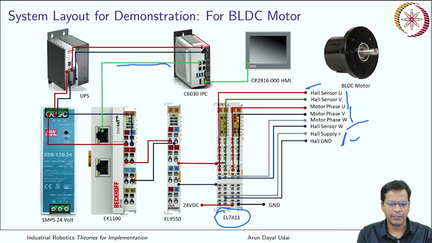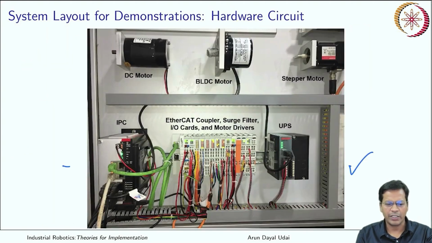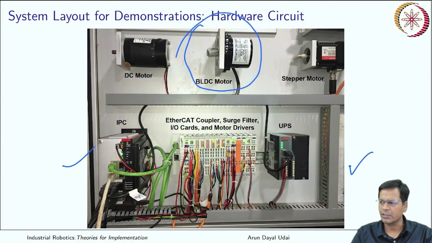This is your TwinCAT communication which is happening from your PC. This is your HMI, this is your UPS, this is the power supply, this is the EtherCAT coupler here, and this is your filter. Got it? This is the real hardware layout. So this is the motor which I want to run. Everything is similar to the one we have seen already.